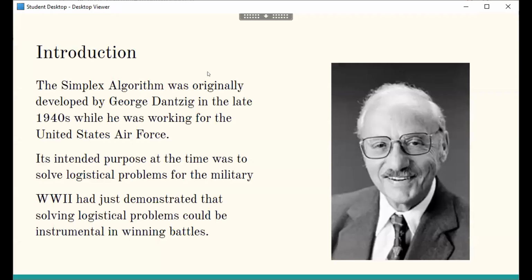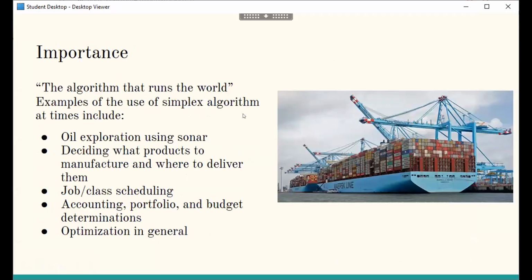The Simplex algorithm was developed by George Dantzig in the late 1940s while he was working for the Air Force. World War II had shown that solving logistical problems was helpful in the war effort, and that's how he came to discover the Simplex algorithm. So the Simplex algorithm is the so-called algorithm that runs the world. And here are some examples of the simplex algorithm.